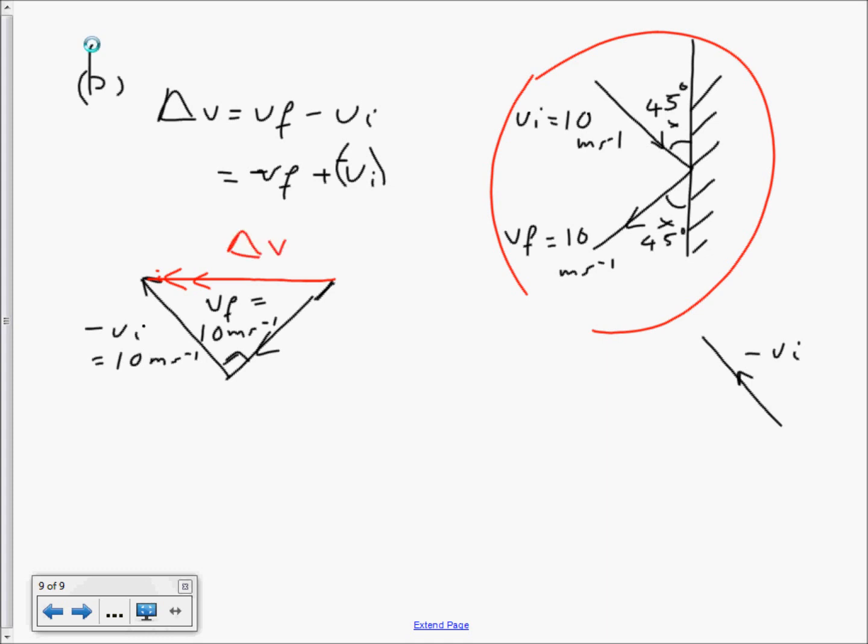All right, now, I'll leave you to do the Pythagoras, but I think you're going to get 14.1 meters per second. Again, away from the wall, because that's the direction that the wall applies the force at.